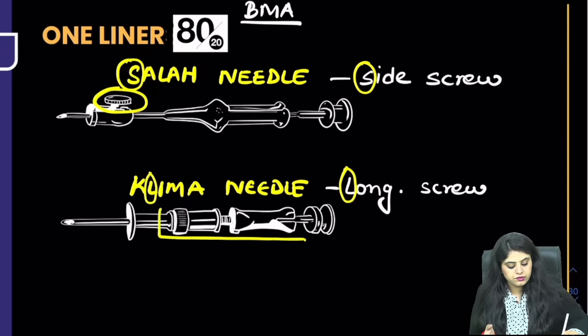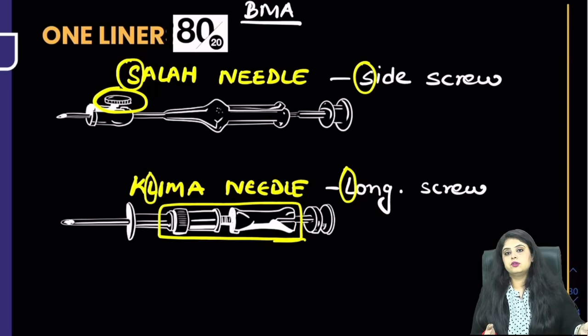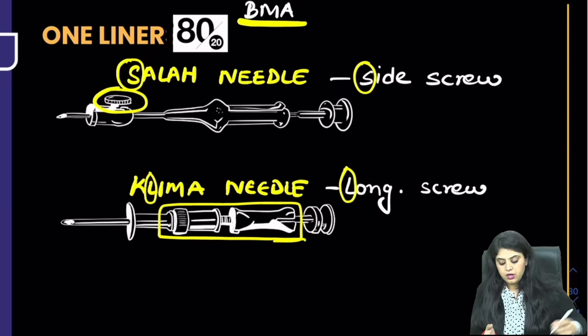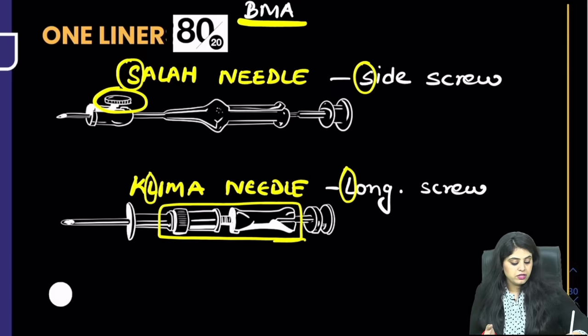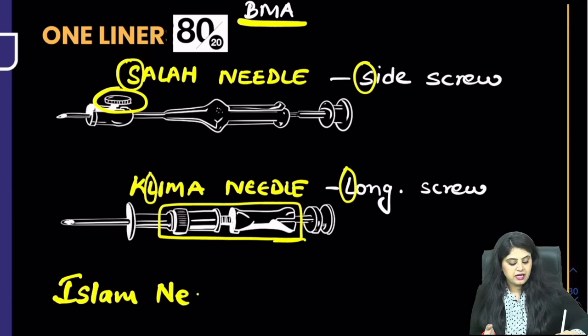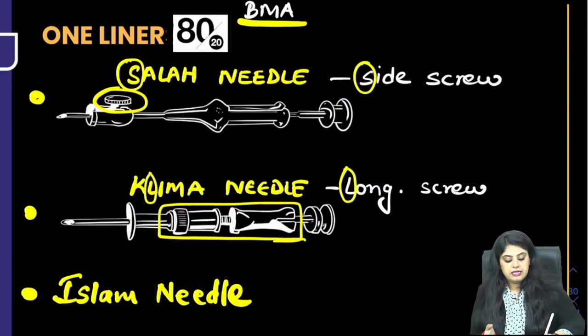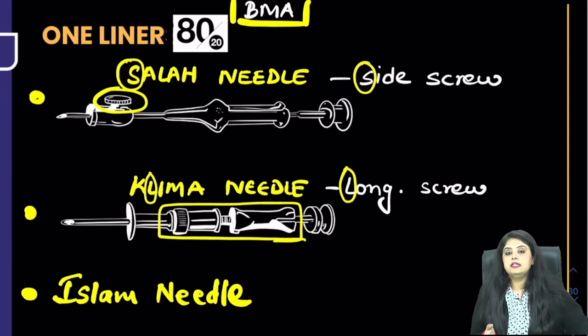You can see the screw is longitudinal, so longitudinal is going to be the Klima. Both of them are for bone marrow aspirate. There is one more needle in which they don't ask you the image, but they just ask you from the point of view of name, and that is the Islam needle. So please note Salah's, Klima's and Islam needle. These are the bone marrow aspirate needles that you have. Everyone knows this. Very, very good.